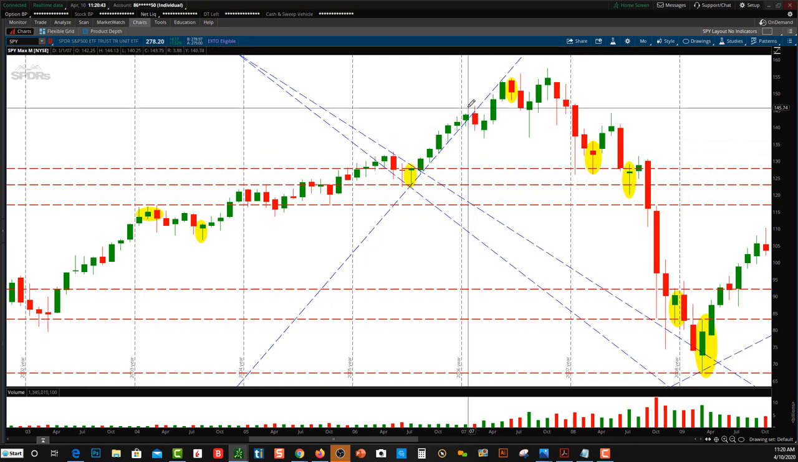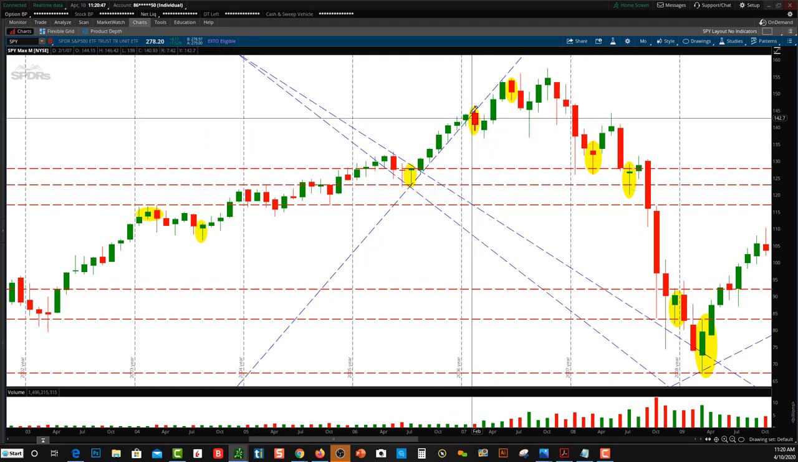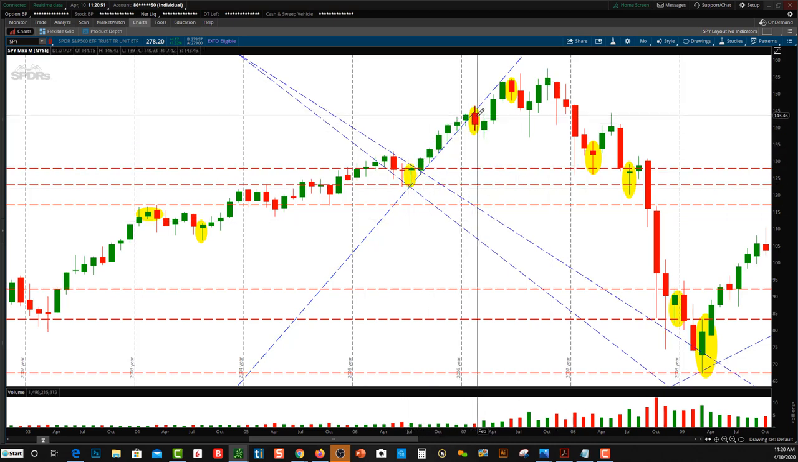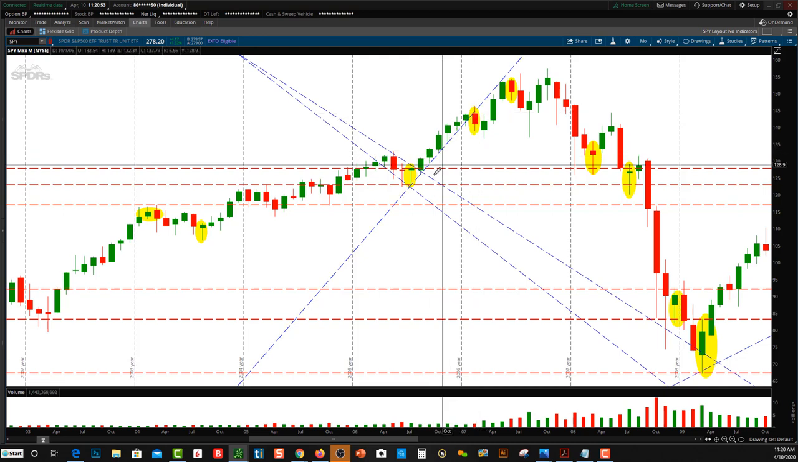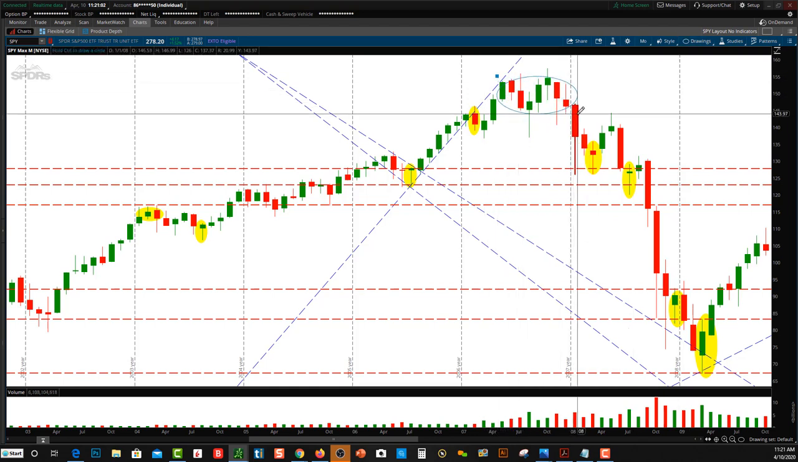I'm out. Gonzo, I'm out right here. Broke the trend. I'm out. Long here, out here. Broke the trend. You can see consolidation. And this is where I was showing you guys up here. This is where things get crazy. I don't play around up here.